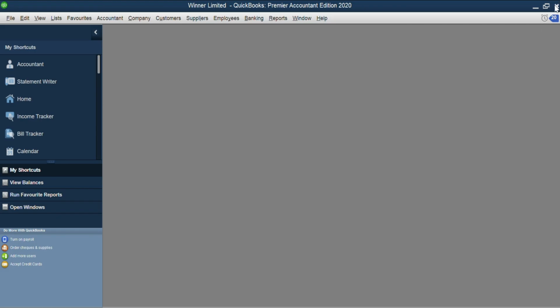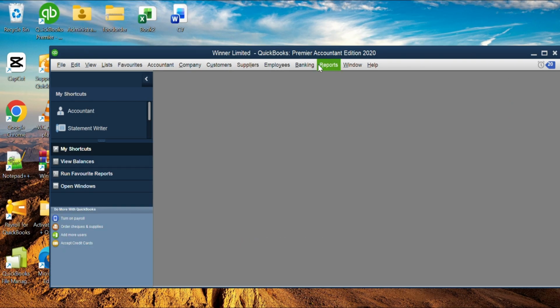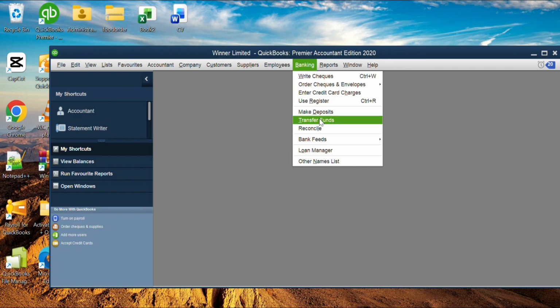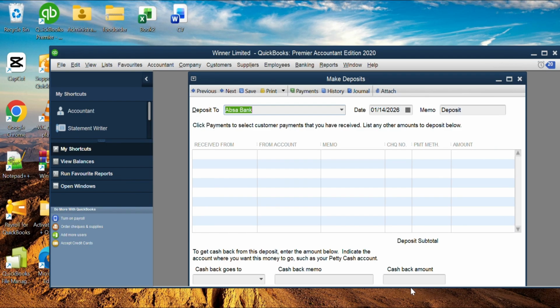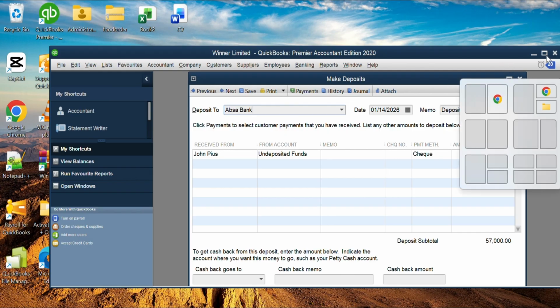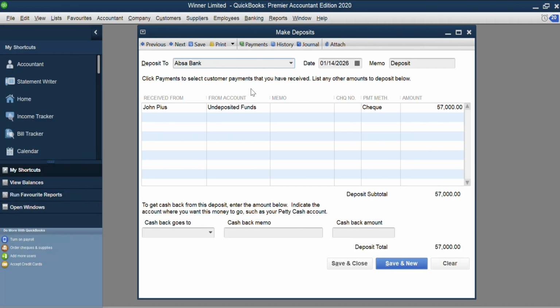Now then, you write a check or you transfer the money to Absa. So now we are going to transfer the money. We are going to make deposits. Actually, we have not transferred. Transferring is like moving from one account to another. You can also use that, but we want to make a deposit. So you can see we have selected the Absa Bank account, and this is the money that we want to deposit to Absa Bank.